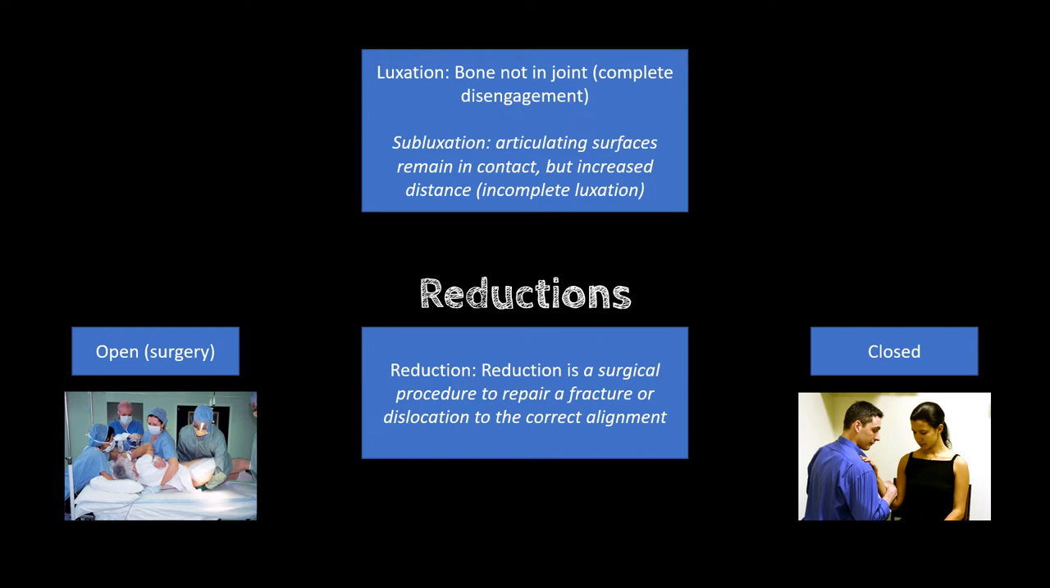And then there's luxation or dislocation. This is when the bone is not in the joint; this is what you call complete disengagement. That's a complete luxation or dislocation. But then you also have subluxation. That's when the articulating surfaces remain in contact somewhat, but there's an increased distance, or not the entire thing is articulating. That's an incomplete luxation. Both of them have to be reduced.